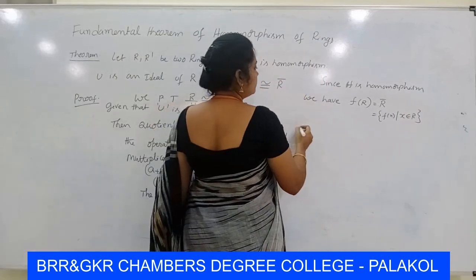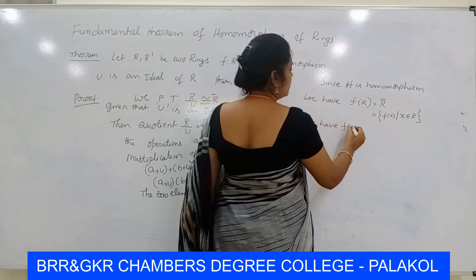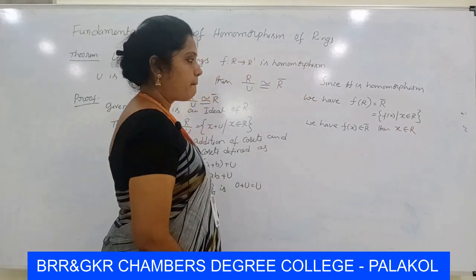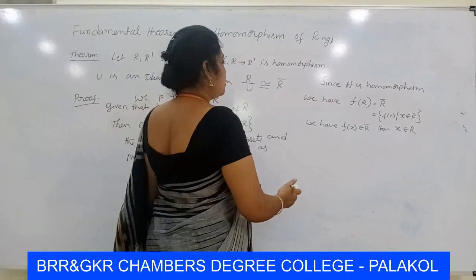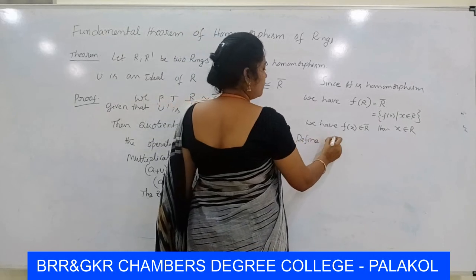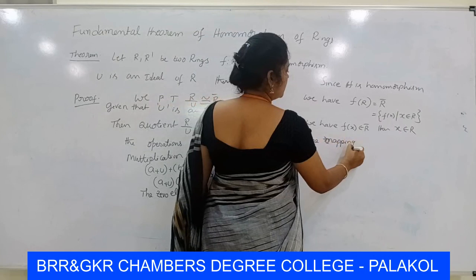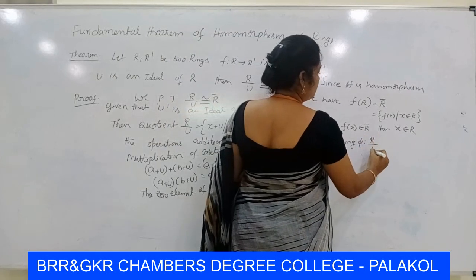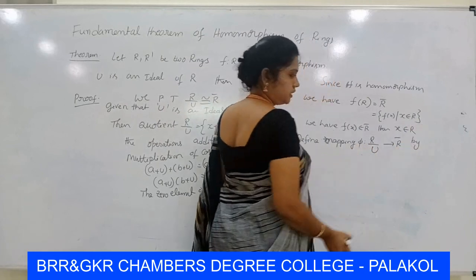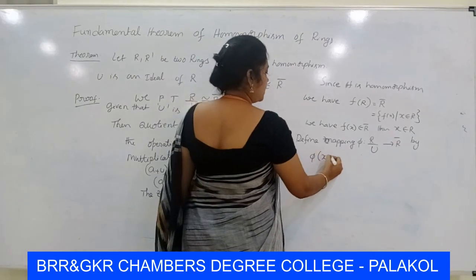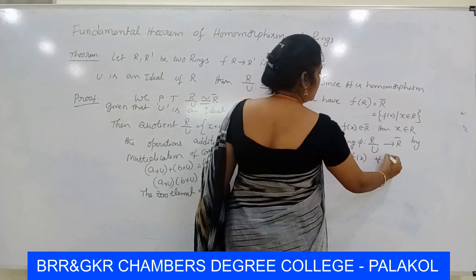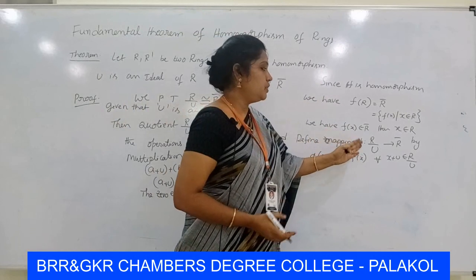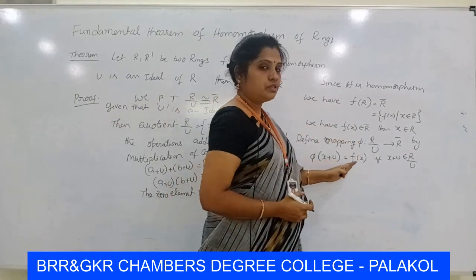Now we have f of x belongs to R bar, where x belongs to R. So now we define the mapping pi from R by U to R bar by pi of x plus U is equal to f of x for all x plus U belonging to R by U. We define the mapping R by U to R bar by pi of x plus U equal to f of x.